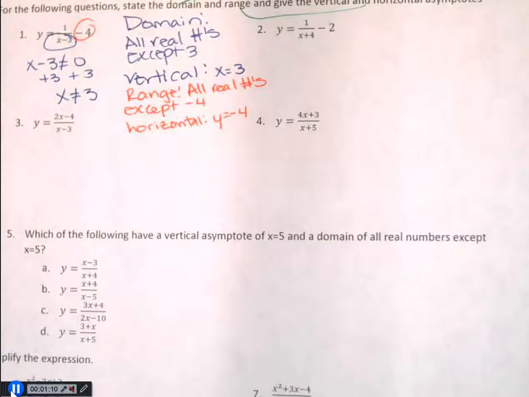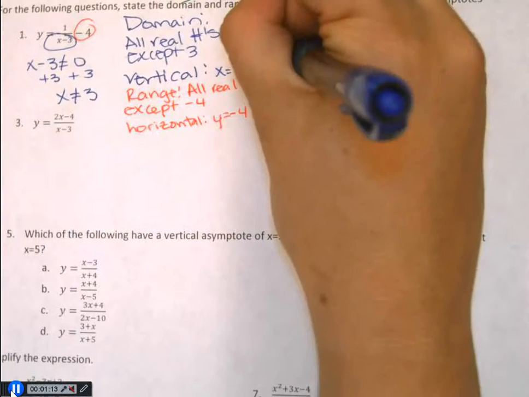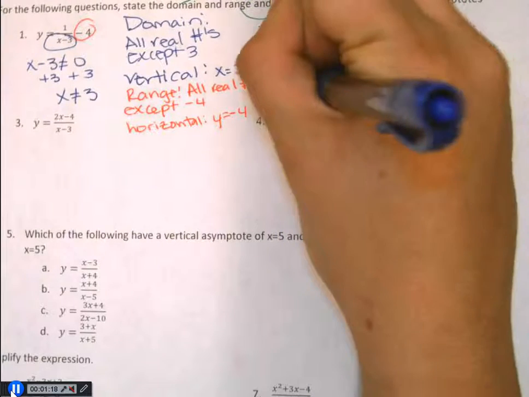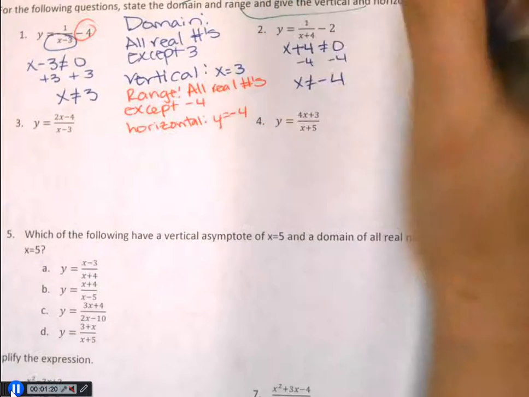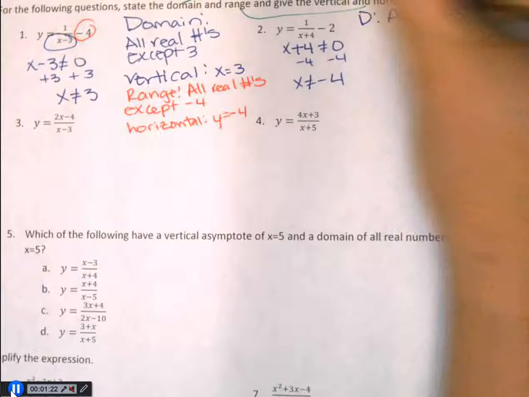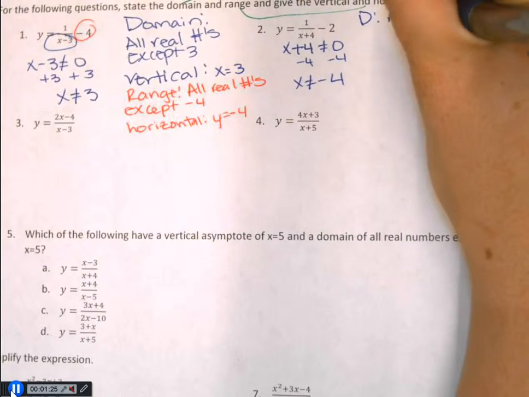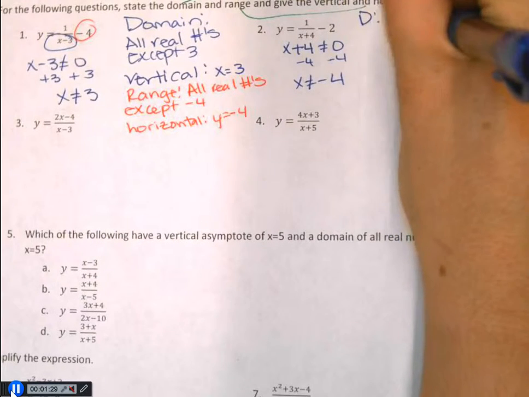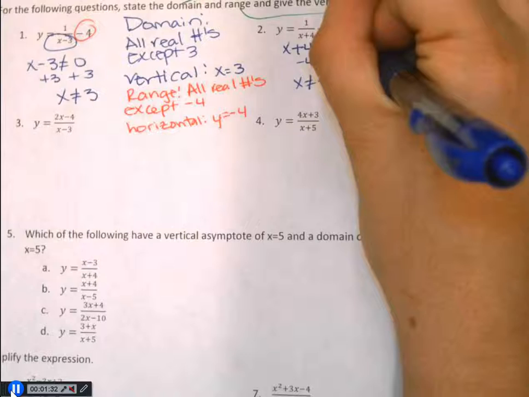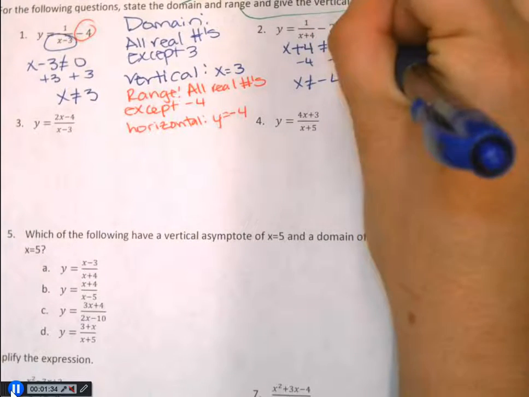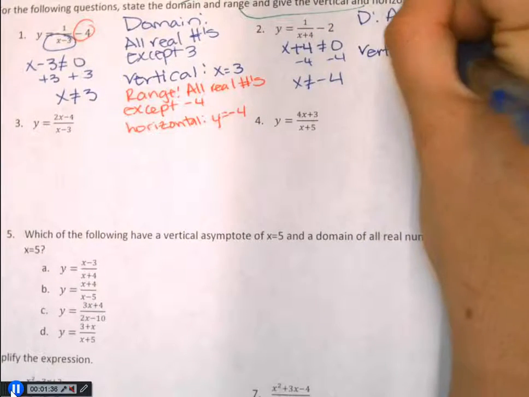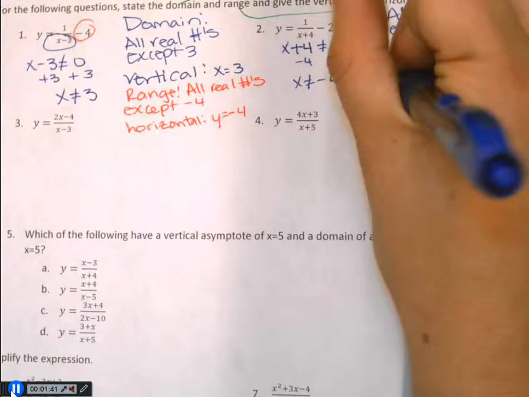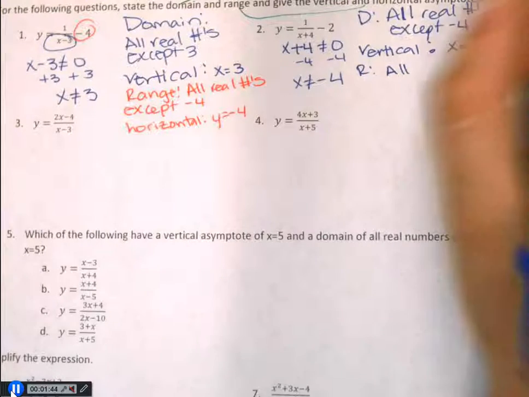Okay. So I'm going to do the same thing on number 2. I'm going to take my denominator and set it not equal to 0. I subtract 4 on both sides. I get x doesn't equal -4. So my domain is all real numbers except -4. My vertical asymptote is x equals -4. My range is all real numbers except for -2 because that comes from the end number.